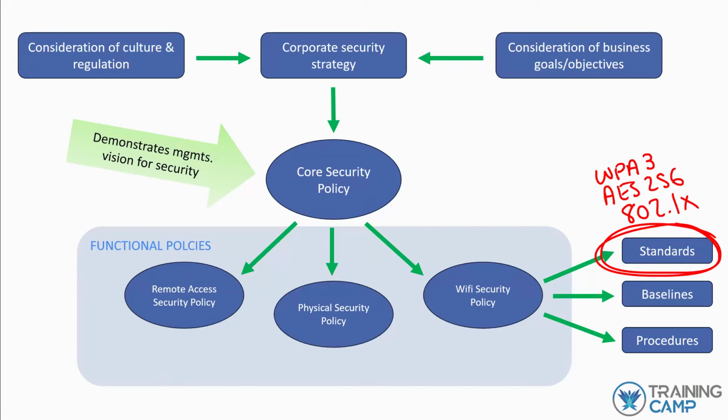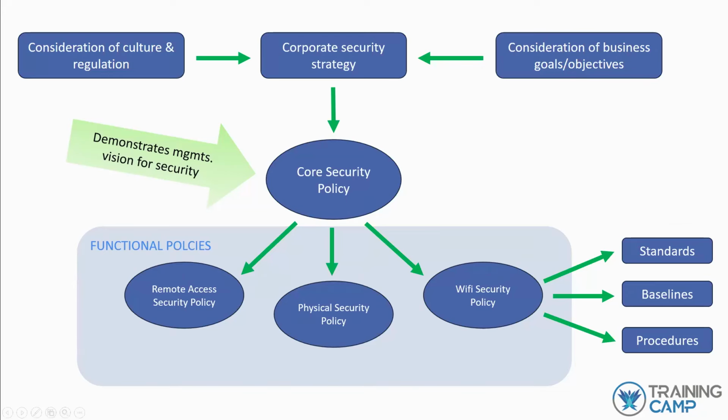And that standard can get updated. If a new form of WPA comes out someday and you want to upgrade to WPA4, not that that exists at the moment, but let's say it does, you could then update the standard without necessarily having to touch the policy. So standards will get updated as needed. Baselines are minimum configurations for a given system, updated accordingly. Procedures, step-by-step instructions on how to do something, update them as needed.